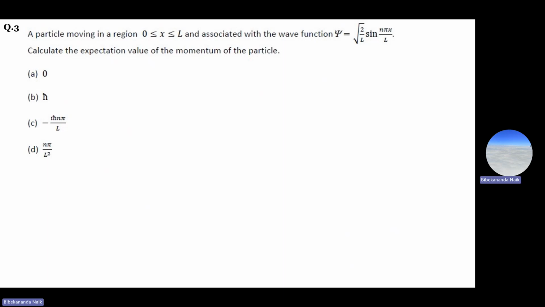Like in the previous interaction session, we have already discussed this type of problem, where we needed to find the expectation value of the position. Here, the expectation value of the momentum is asked, and the wave function is given. The wave function is already normalized; the normalization constant, root of 2 by L, is present in the expression. So we simply need to integrate to find the expectation value of the momentum. I will give you a few minutes to try this question, and after some time we will discuss.